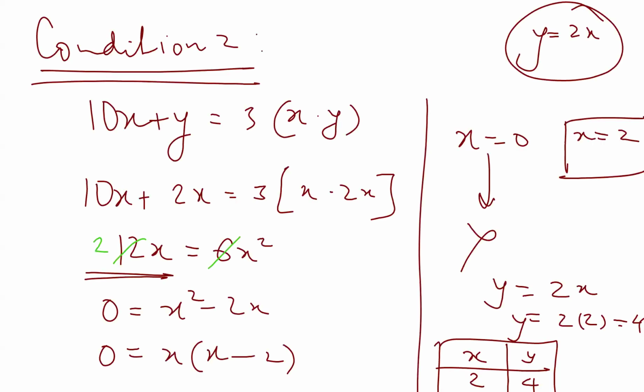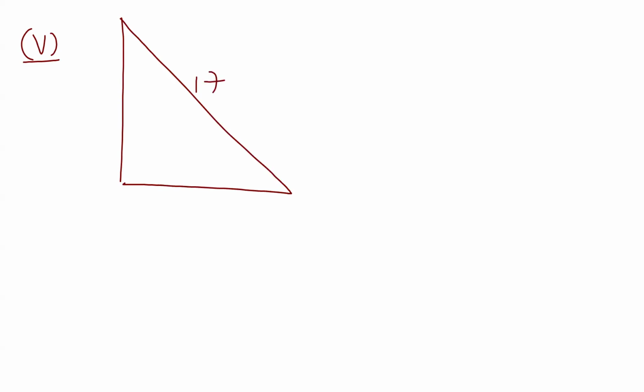Okay. So let us go to question number 5. A very simple problem, not that difficult. We have a right angle triangle whose hypotenuse is 17.